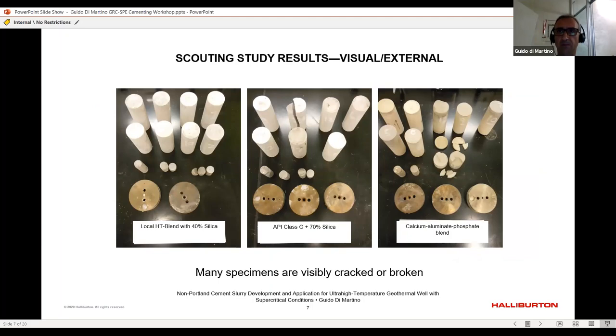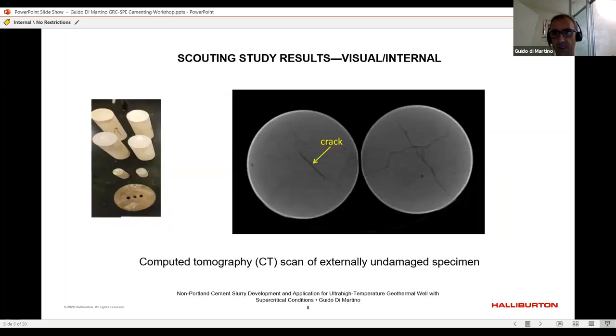After curing at 450 Celsius, many of the specimens were visibly cracked and broken, from the local HT blend with 40% silica to 70% silica. Subsequent CT scans of apparently intact specimens revealed that almost all cylindrical samples had internal fractures despite drying prior to heating. Possible causes include stress induced by temperature change, vaporization of fluid in trapped pores, and shrinkage.